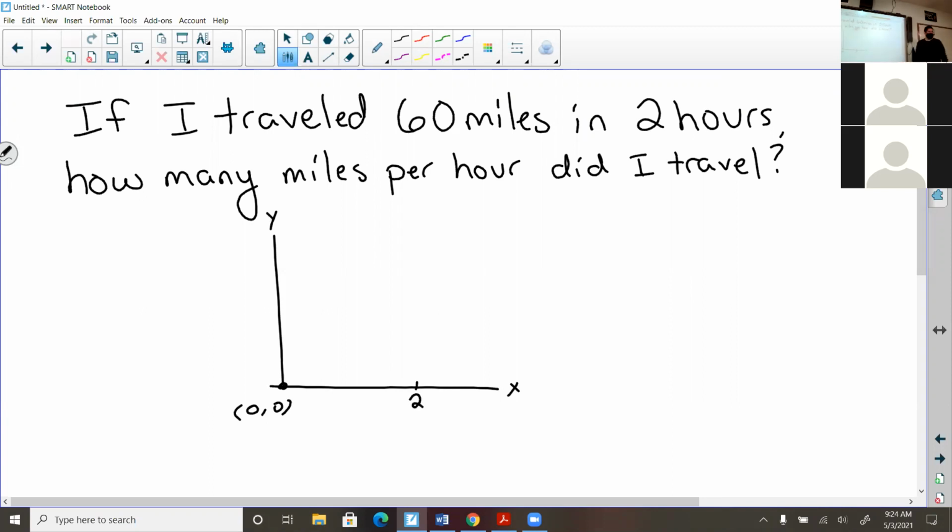After 2 hours, I'm claiming that I've traveled 60 miles. So that means I would have a coordinate point right here at (2, 60). Since I had a starting point and an ending point, I can then draw a line between these 2 points. On average, this is the distance that I traveled.